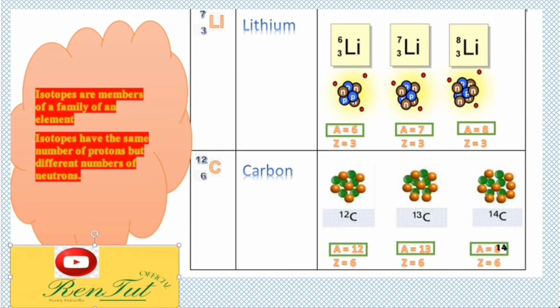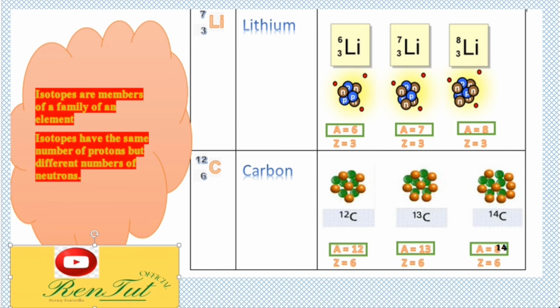Now we will see the fourth example, and this is the final example. In this case we have taken the example of carbon. In all three isotopes the number of protons, Z, is equal to 6. The only difference is in the atomic mass, where A is equal to Z plus N. In the first case A is equal to 12, in the second case A is equal to 13, and in the third case A is equal to 14. So the only difference is in the number of neutrons in all three cases.